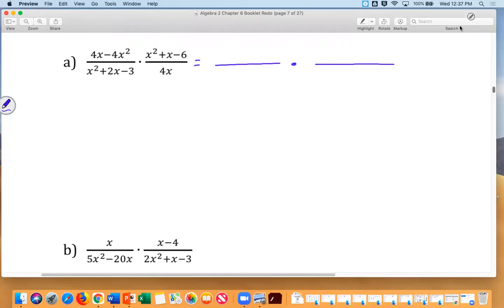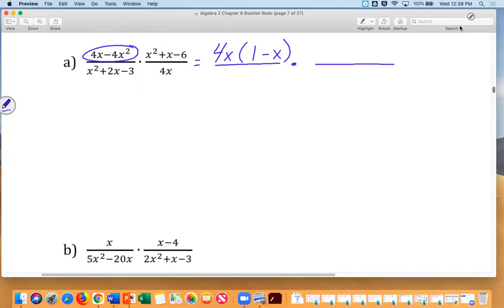Let's look at this piece here first, in the top left. 4x minus 4x squared. What does that have in common? Well, it has in common a 4 and an x. So I'm going to factor out 4x from that. I have 4 colors, so I'm going to use all 4 to break it down for you. So this is my blue expression. So I factor out a 4x, that leaves me with a 1 minus x. Is everybody following me how I got that?